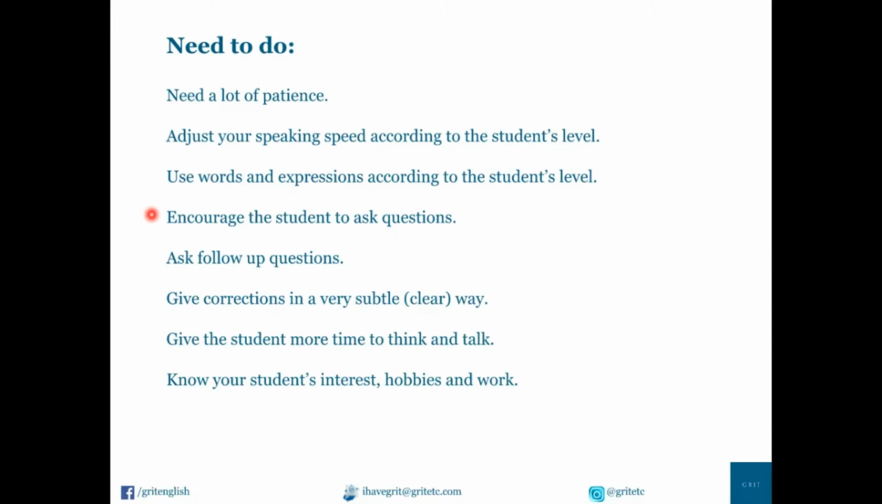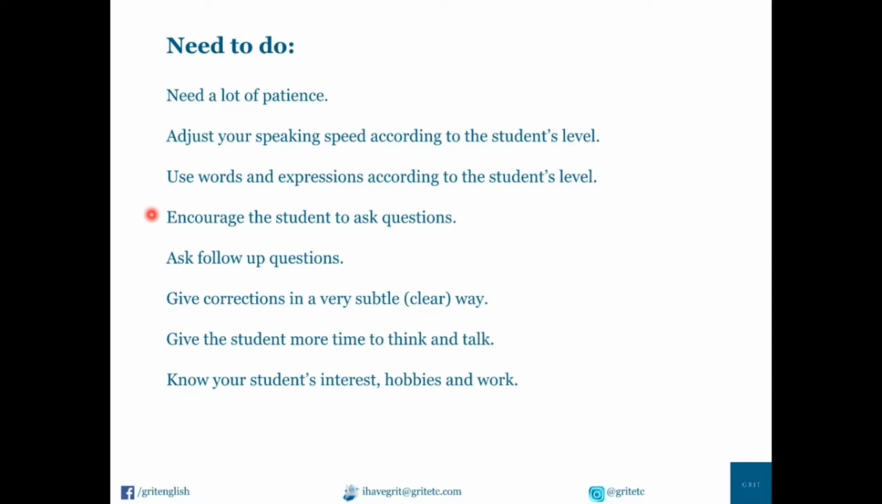Next, encourage the student to ask questions. Most of the students would say, no questions. Okay, you will know if the student doesn't understand the word or the lesson. If they don't understand the lesson, they don't talk, they don't participate that much. So go back, have a quick exercise, okay, and if they really don't understand, they will start asking.